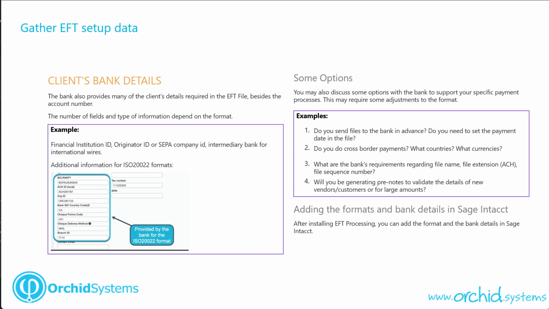Does it have to be ACH? Do they use a file sequence number, and does it have to be in the file name? Will you be generating pre-notes to validate the details of new vendors and customers, or for large amounts? And we have a specific presentation on the website on generating pre-notes in Sage Intacct.